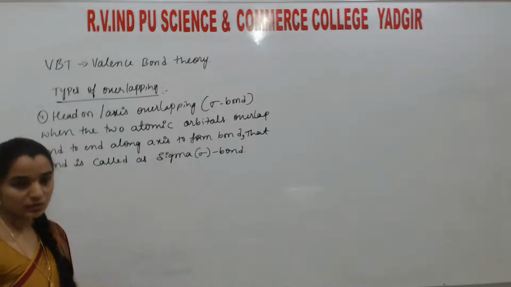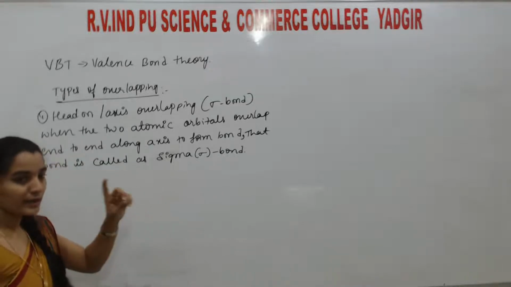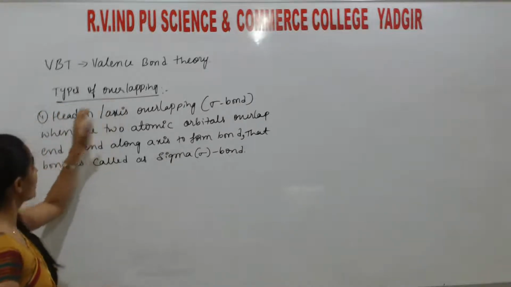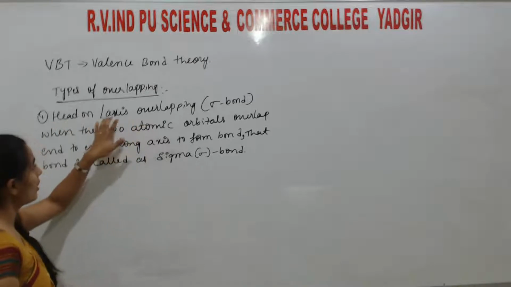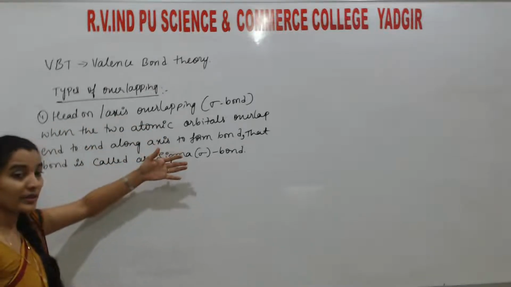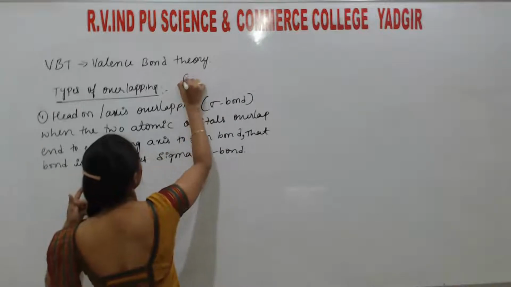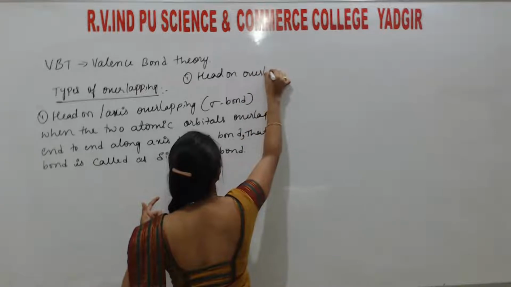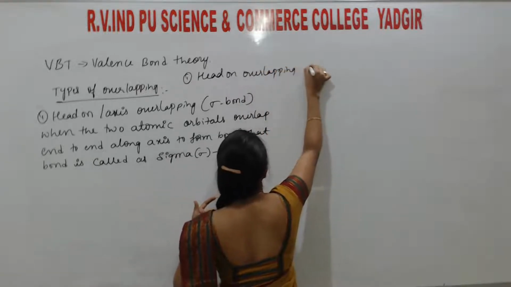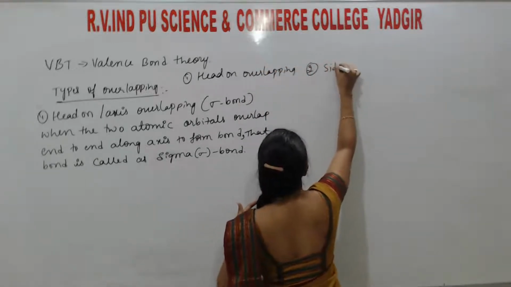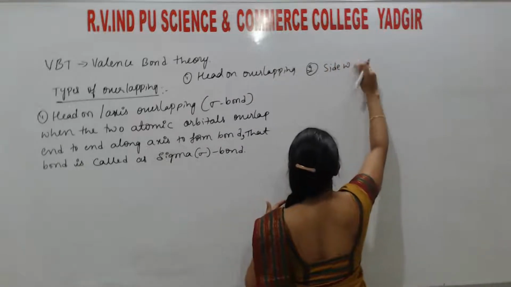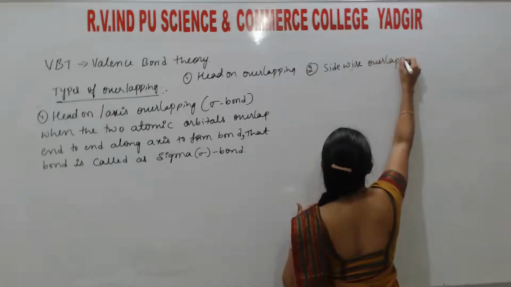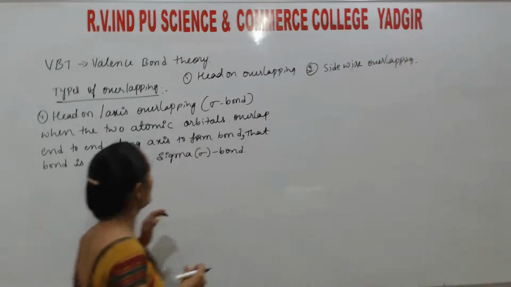Remember this. So students, the difference between sigma and pi bond is important for two months. But remember, initially I explained the types of overlapping: head-on or axis overlapping, and later on, sideways overlapping. So I will write the types here. One is head-on overlapping. Another one is sideways overlapping. Two types. Initially I will explain head-on.